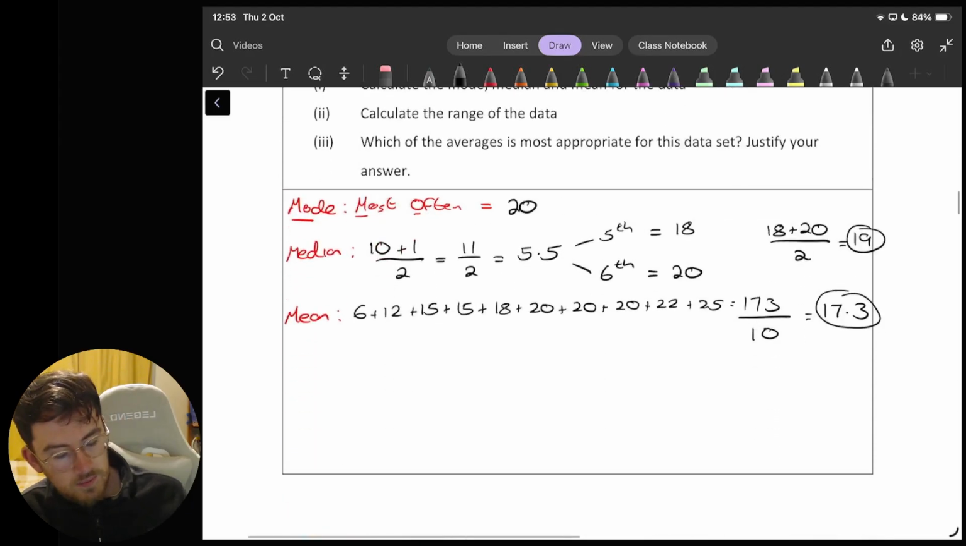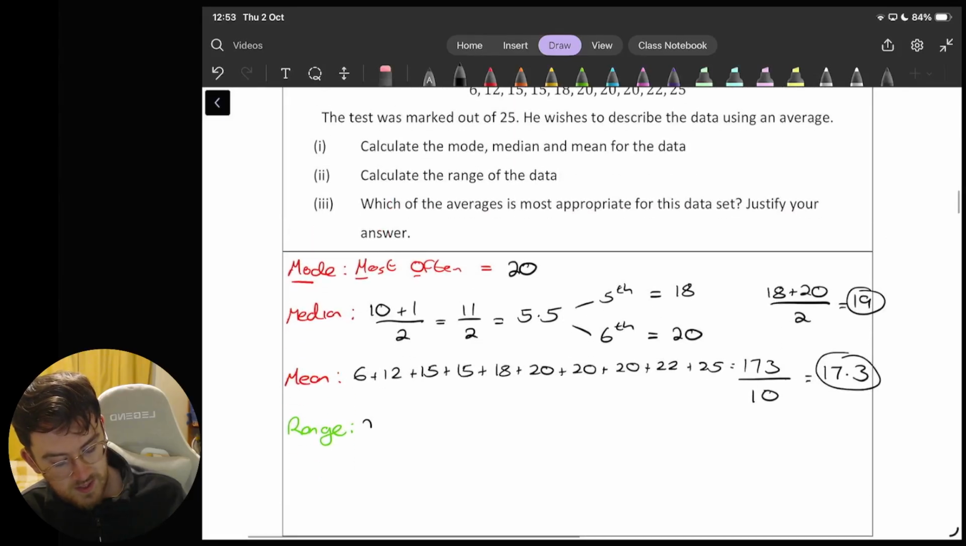So if we applied that to this data set, the range would be the highest value, which is 25, minus the lowest value, which here is 6. So I would get a range there of 19.